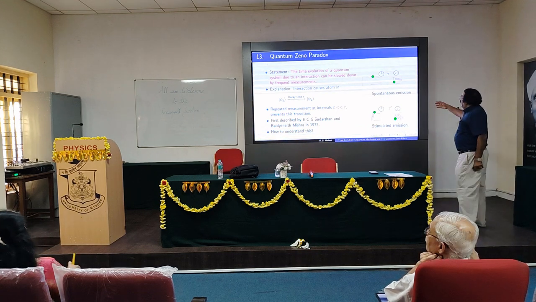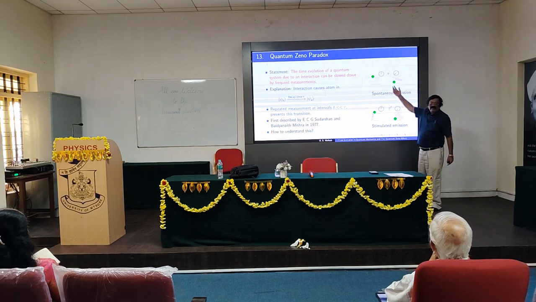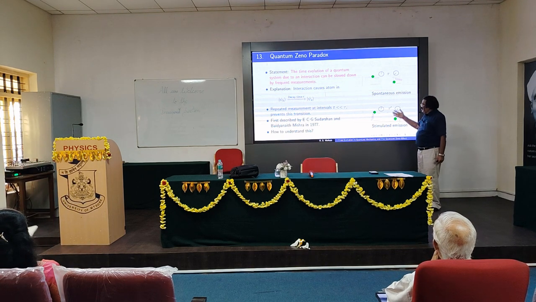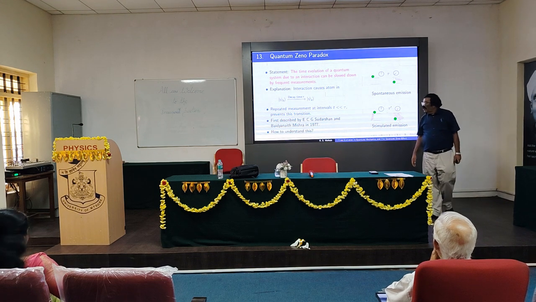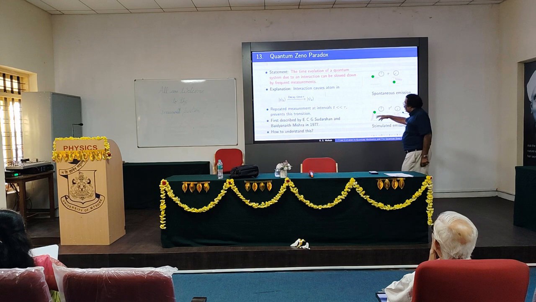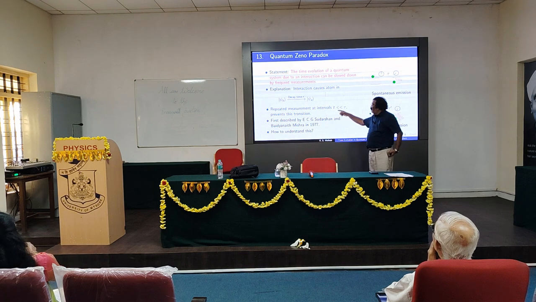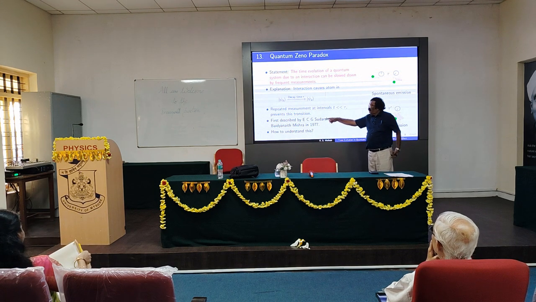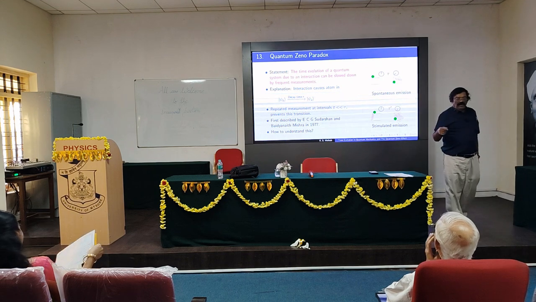Right, sir. So suppose the natural lifetime is tau. That means in time tau it comes down. Here it may come a bit earlier because you are stimulating it. So if tau is the natural time and you make repeated measurements at intervals of time t far less than tau, you can prevent this transition. So this is the quantum Zeno effect.